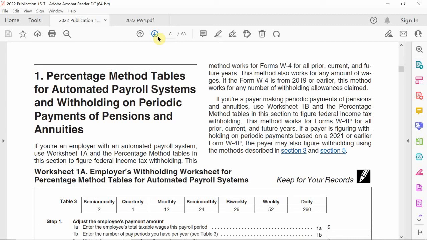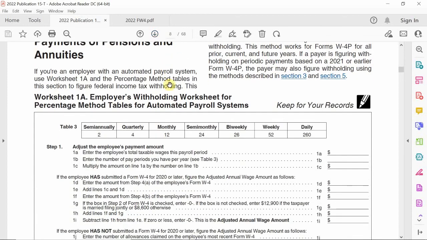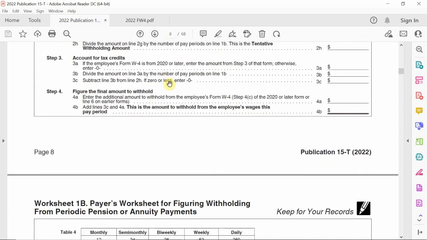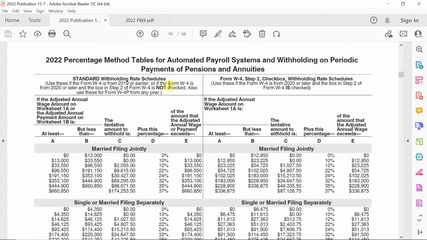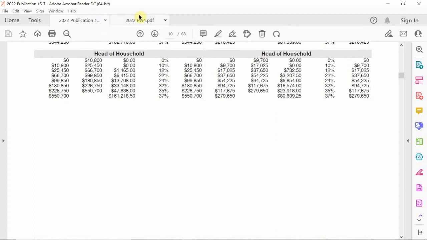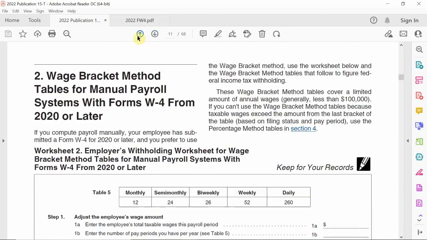The first one here is your percentage method for automated payroll systems. When we talk about QuickBooks, we'll talk about what this table is for, because it's for payroll services that use automated calculation systems. And then the second one is the bracket method for W-4 forms from 2020 or later. It's broken up into the different types of federal W-4 forms that you submitted.